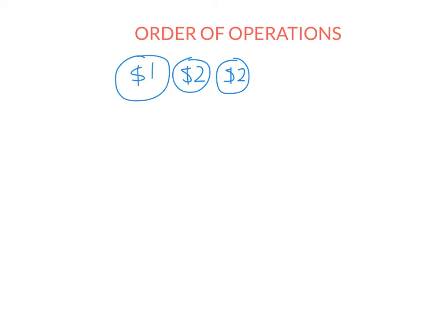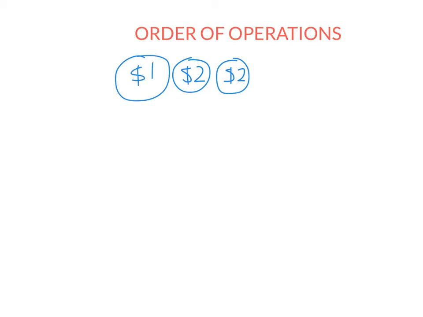Thank you so much for tuning into this video on order of operations. So why do we need order of operations? Well, let's say I have, for example, a few coins. So I have a couple of $2 coins, and let's say I have also a $1 coin. Now, you know clearly this means that I have $5.